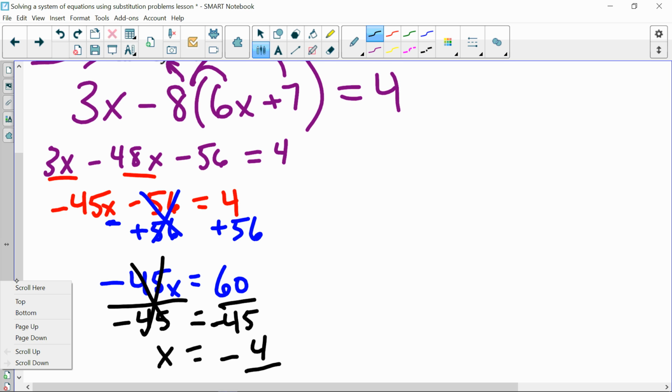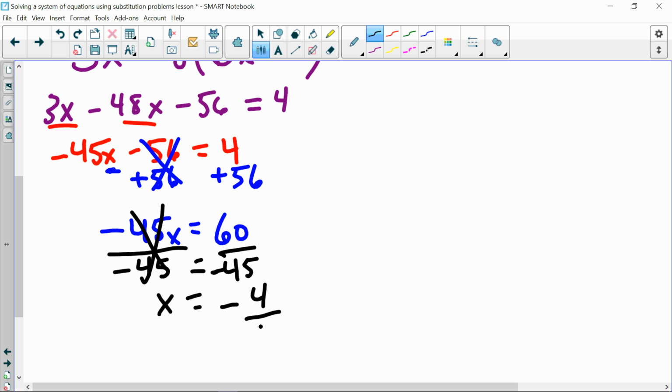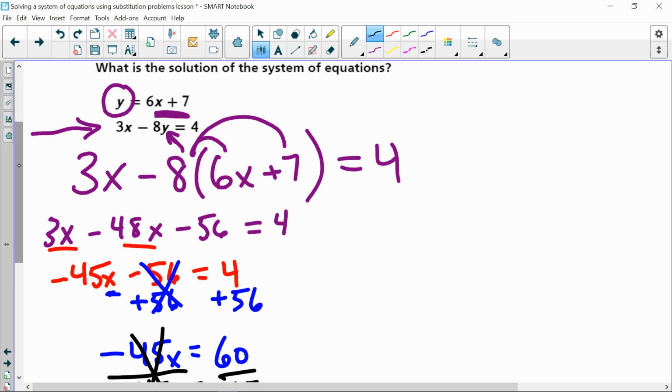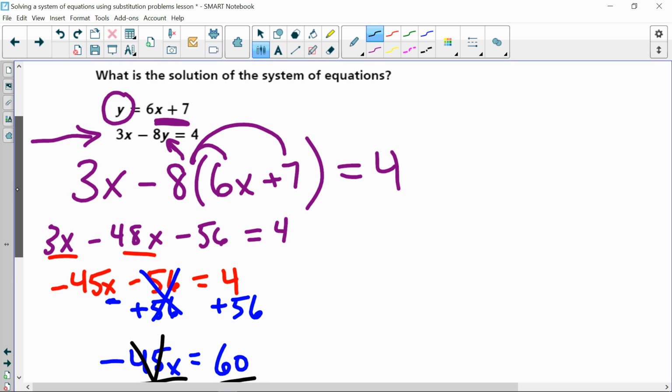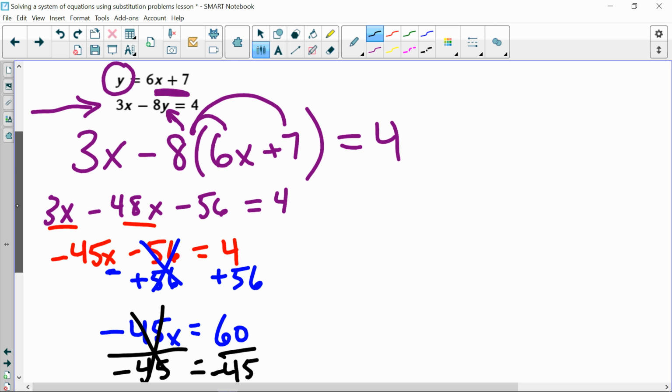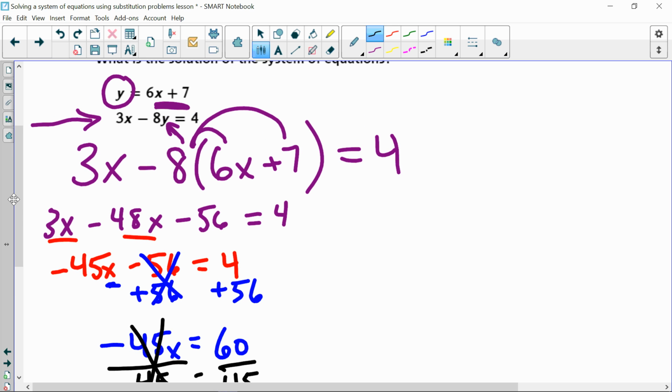Negative 4/3. There. So that's part of our answer. We are not done. This is the part you guys hate. Oh, Mr. Gill, that's too much. So, I'm just like you guys. So, now though, I have to say, okay, well, if I know what x equals, I still have two variables. I have a y. I don't know what y equals yet. And the final answer is x comma y. Whatever your x value is, comma, whatever your y value is.